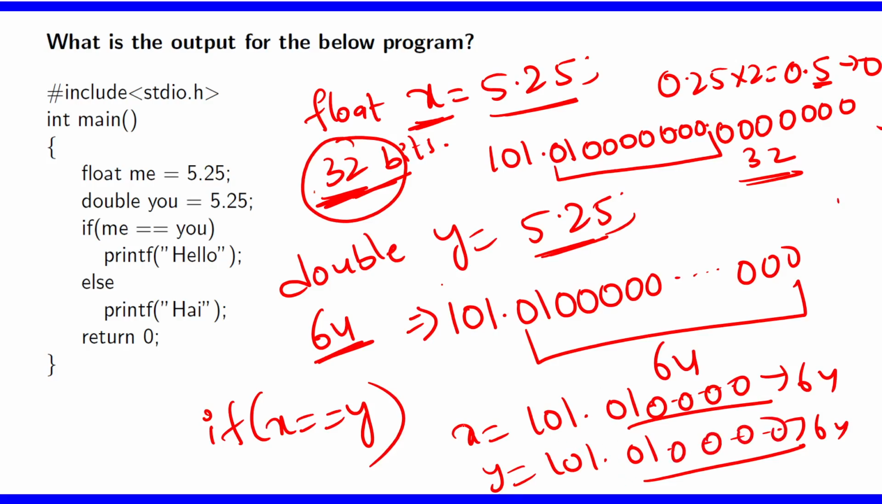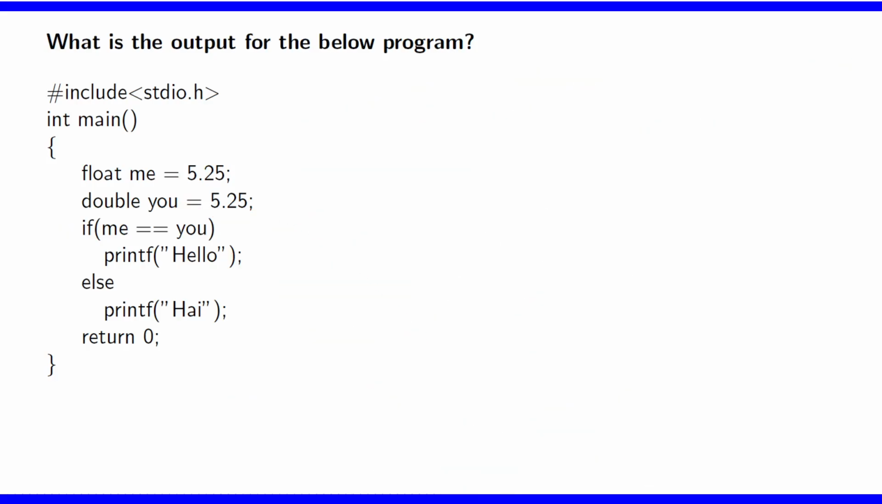Now what happened? x and y both are equal, right? Therefore this time, if x equals y, the answer will be hello. For these two given values, 5.25, the answer is hello. I hope you understood. Now let's take another value.